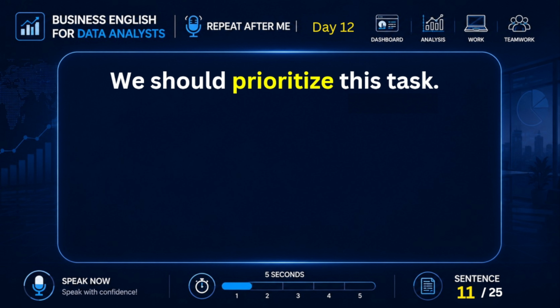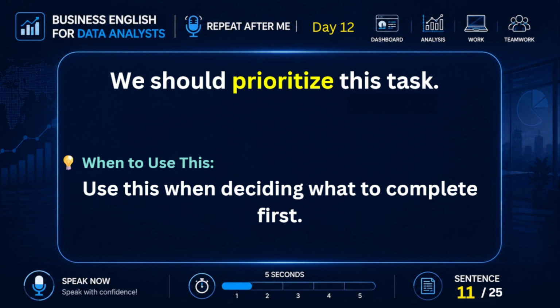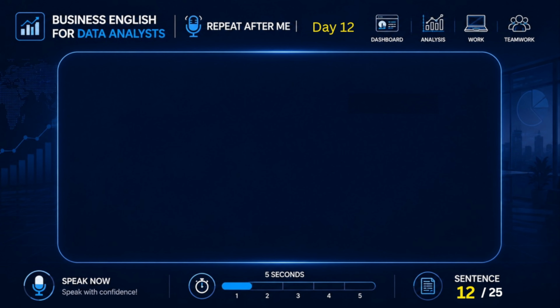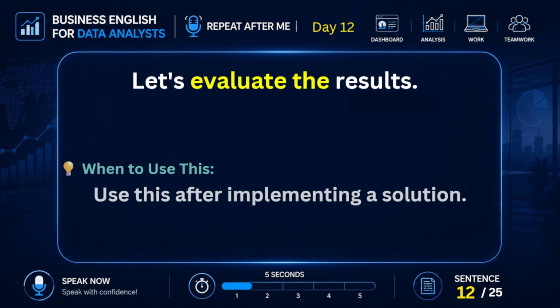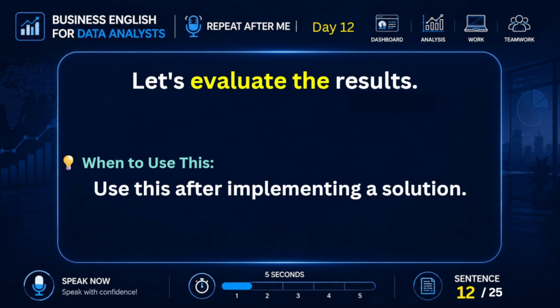We should prioritize this task. Use this when deciding what to complete first. Let's evaluate the results. Use this after implementing a solution.